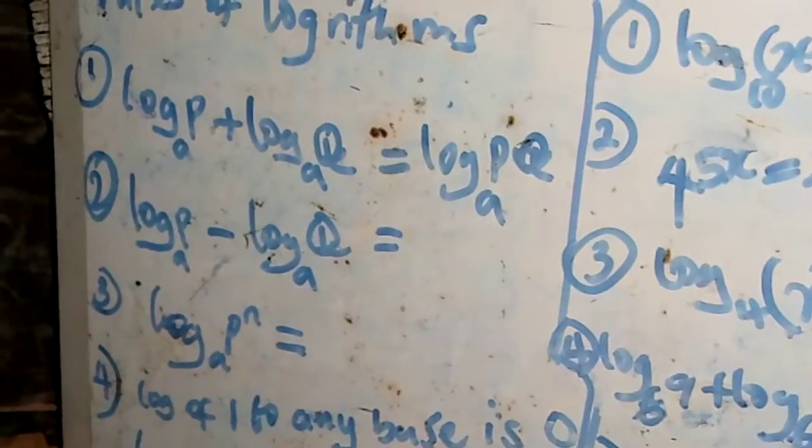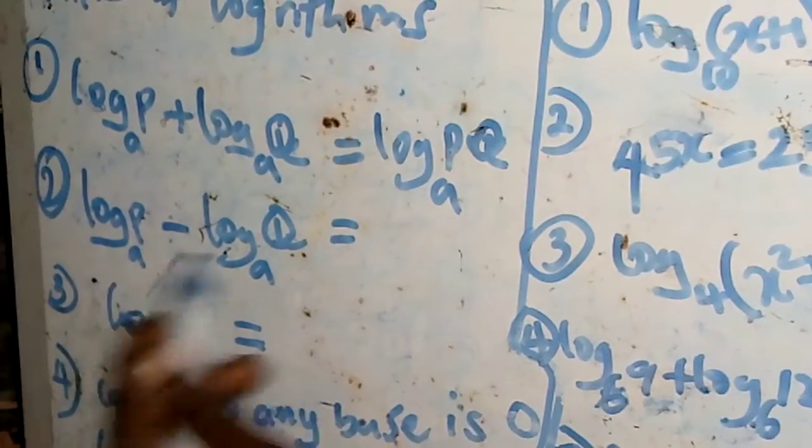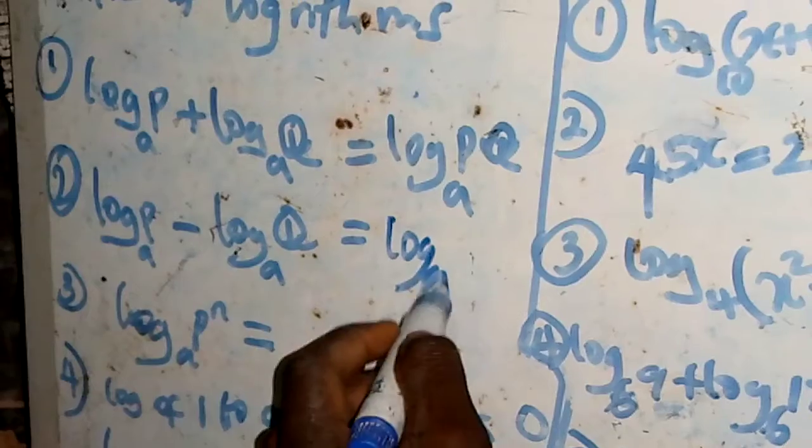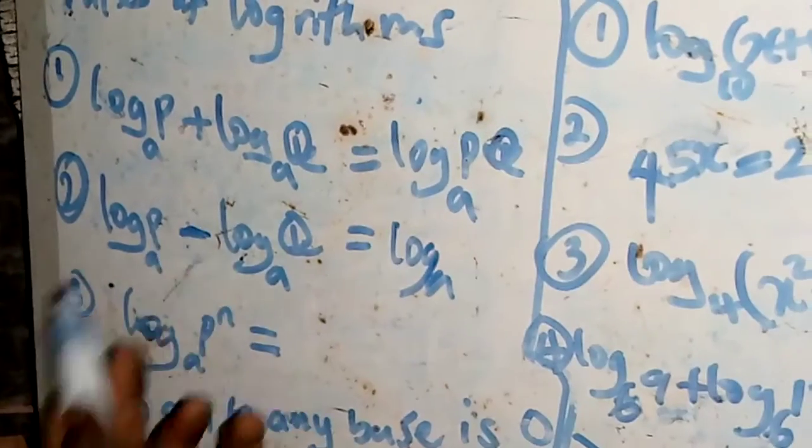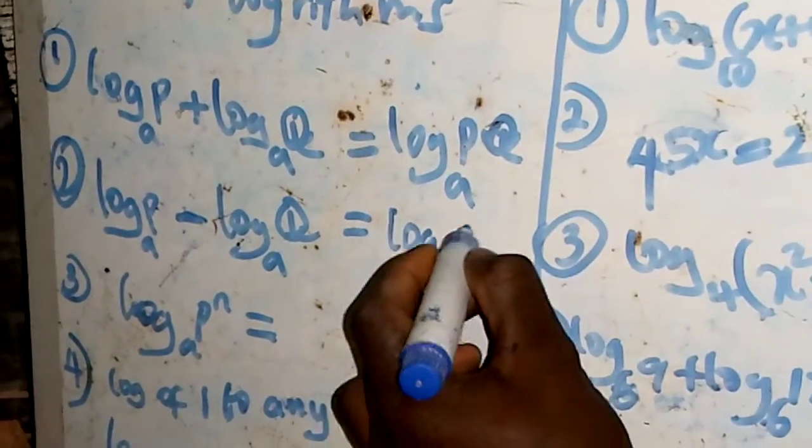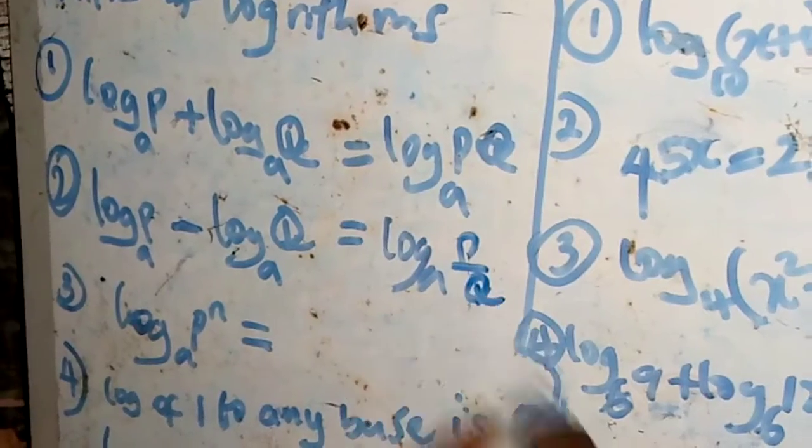So looking at the second rule, the same thing. You pick one log a, then this minus turns to divide for logarithm. So p divided by q.